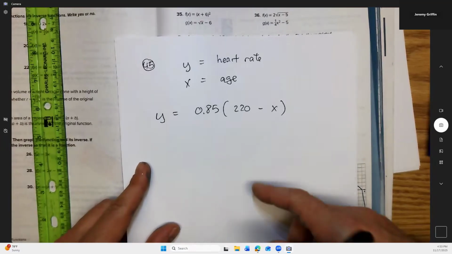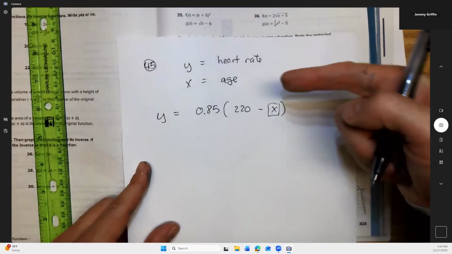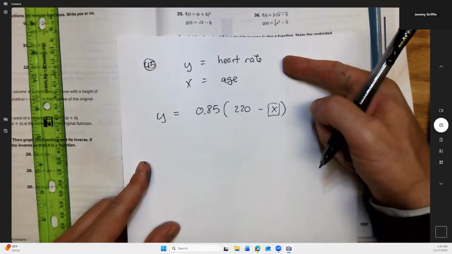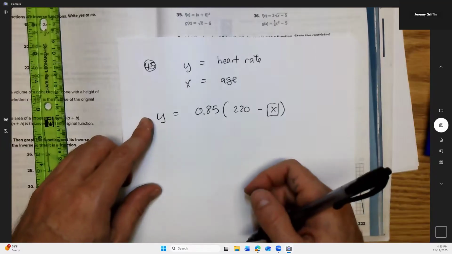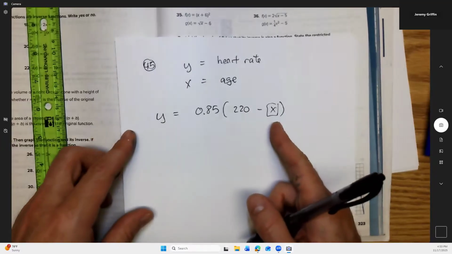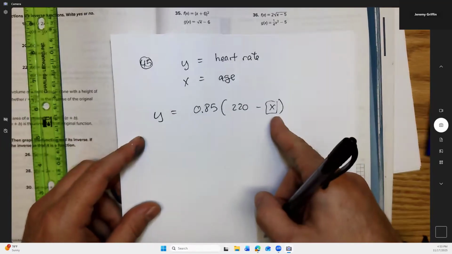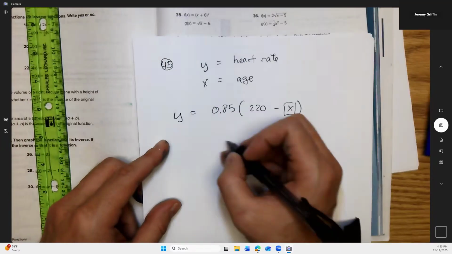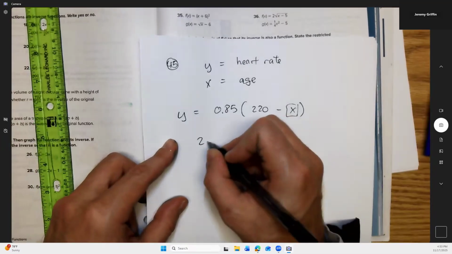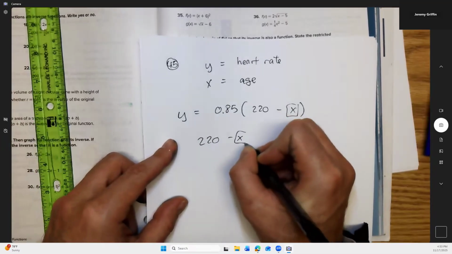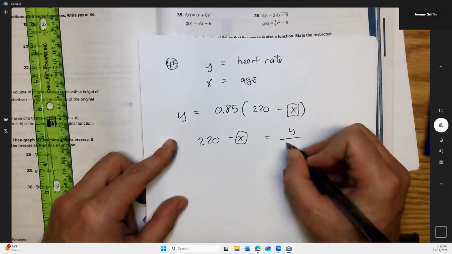Now the inverse is I could just solve for age in terms of optimal heart rate. If somebody tells you your optimal heart rate, you might wonder what age you ideally would be for that given heart rate. That would be the inverse relationship. So I'm just going to solve for x. Divide over 0.85. So 220 minus x, which we're solving for, equals y over 0.85.